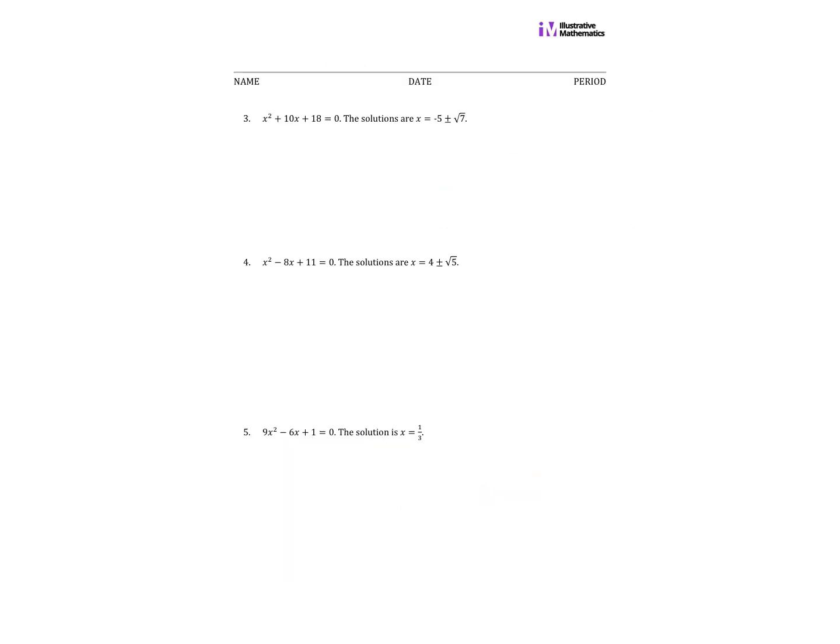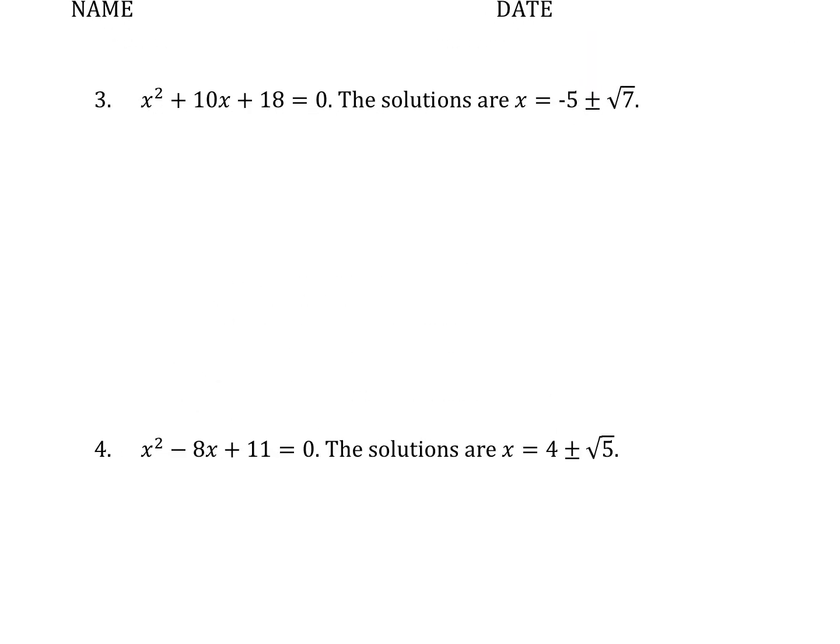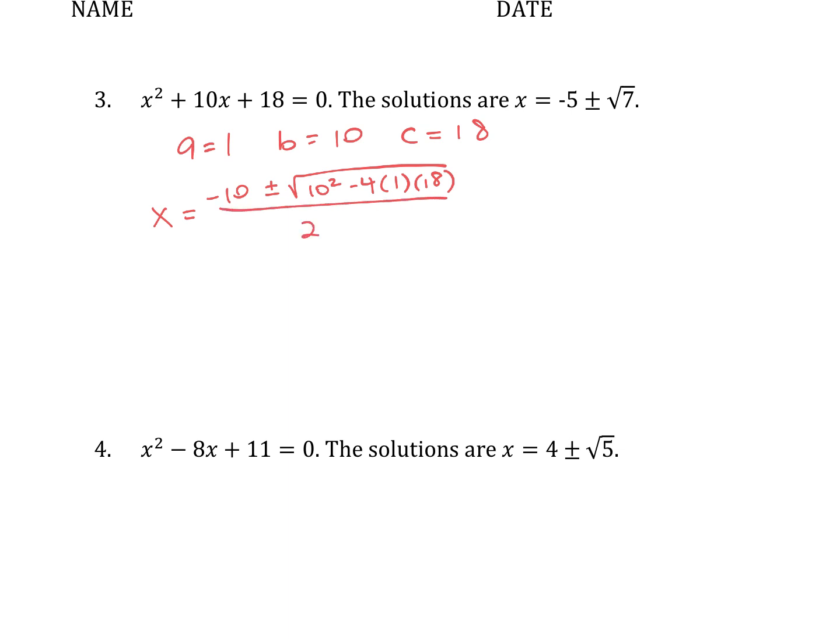All right, let's take a look at number 3. So again, we identify our A, B, and C. So A is 1, B is 10, C is 18. Okay, and just plug into the quadratic formula. So x equals negative 10 plus or minus the square root of 10 squared minus 4 times 1 times 18, all over 2 times 1. That equals negative 10 plus or minus the square root of 100 minus 72, all over 2.